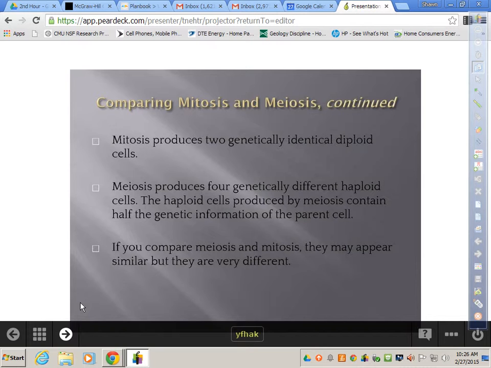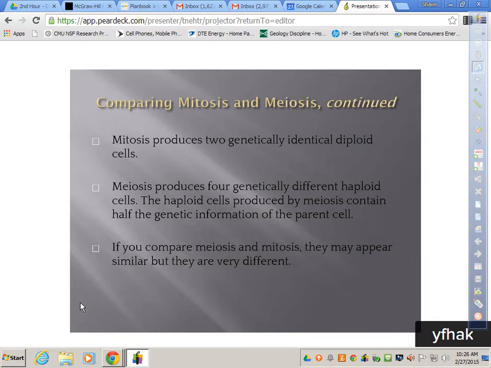So mitosis produces 2 genetically identical diploid cells. We get that. We start off with 2N, we end with 2N. We start off with 46, we end with 46. That's mitosis. Meiosis, though, produces 4 genetically different haploid cells, and we want to be different. It creates more diversity. And if I ask you why they're different, you say, well, it's because crossing over happens in prophase 1 and because of the law of independent assortment that happens in metaphase 1.